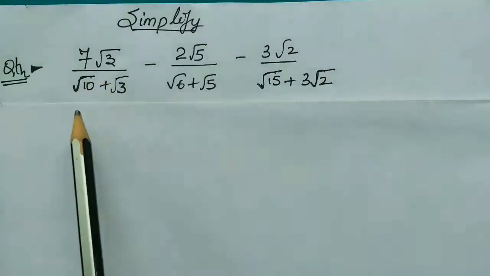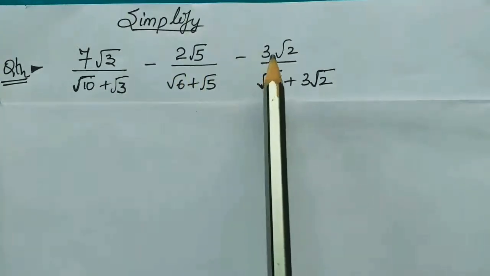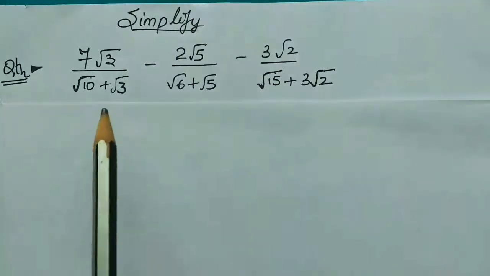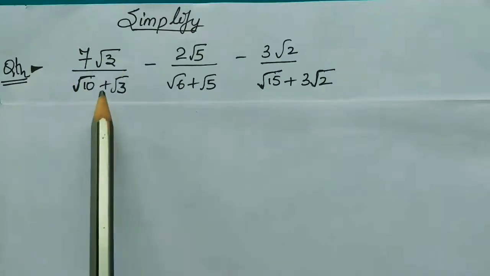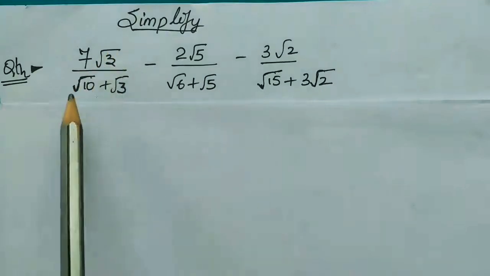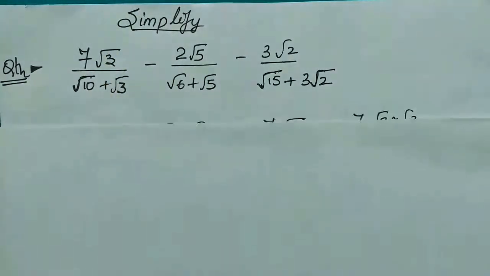The question here is 7 root 3 by root 10 plus root 3, minus 2 root 5 by root 6 plus root 5, minus 3 root 2 by root 15 plus 3 root 2. First, we take 7 root 3 by root 10 plus root 3, and we are going to take the conjugate of root 10 plus root 3 and rationalize the denominator of this first. Let us see how to do this.